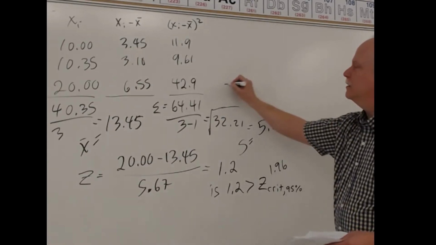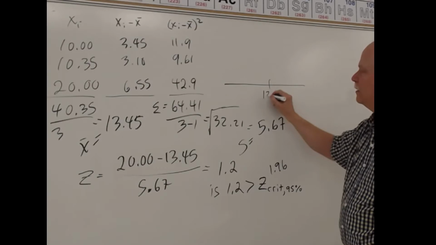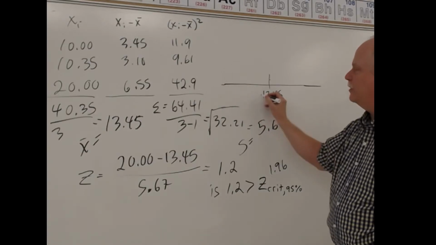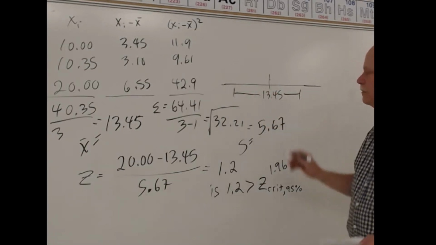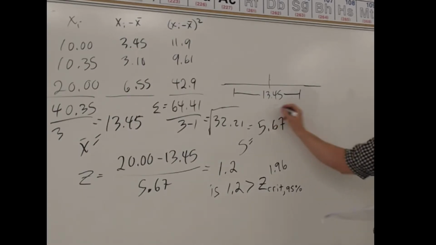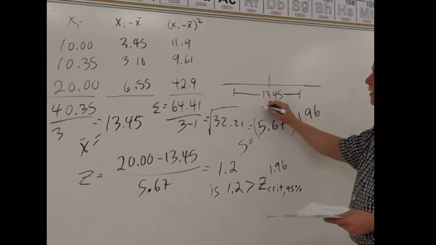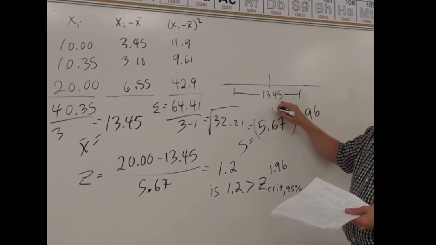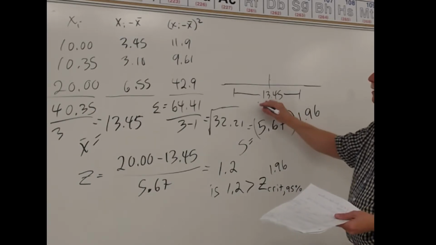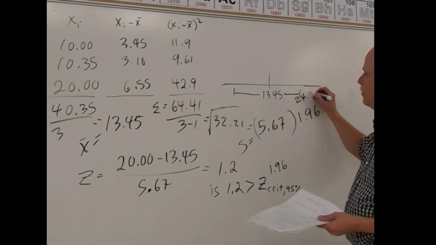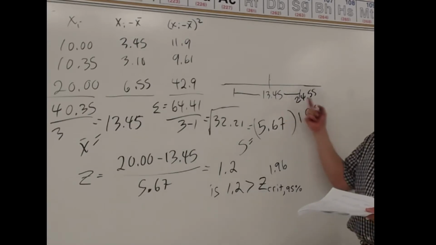So if I wanted to plot this, our mean would be 13.45. What would be our 95% confidence limit? It would be 1.96 times this. So let's go ahead and multiply this by 1.96. 11.1. Okay. So it would be 13.45 plus 11.1, correct? So that would be 24.55 would be the high side.